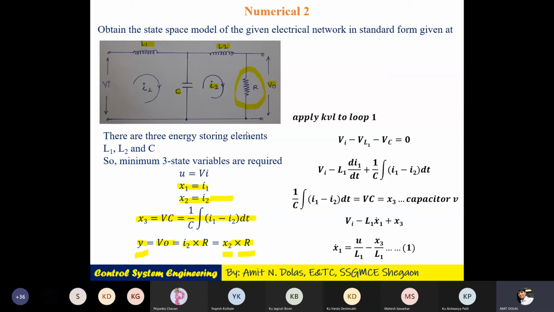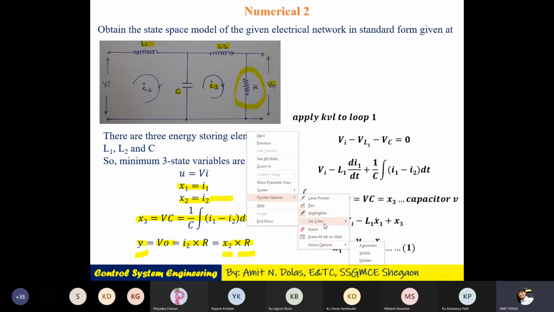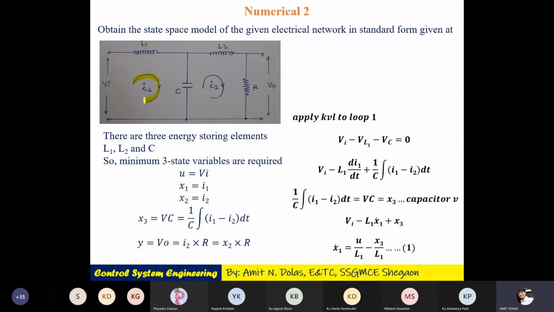Now we'll go for the other equations. So we'll apply KVL in the first loop. VI will be distributed across the inductor and the capacitor. So VI minus VL1 minus VC will be equal to 0. Put in all the values. The inductor voltage you may write as L1 di1 by dt, and the capacitor voltage will be 1 by C integral of I1 minus I2 dt. But we know that 1 by C integral of I1 minus I2 dt is nothing but VC, the capacitor voltage, which is state 3.